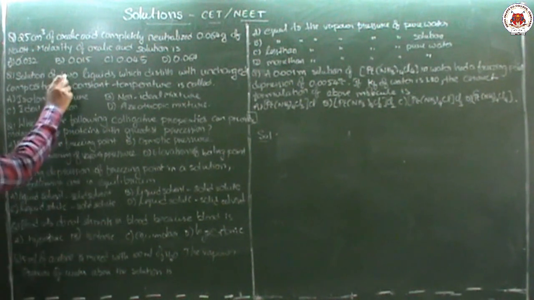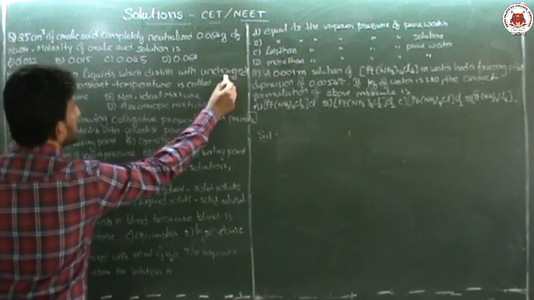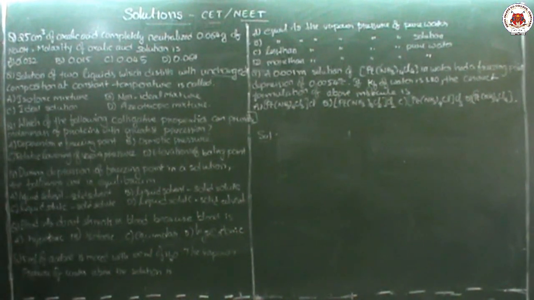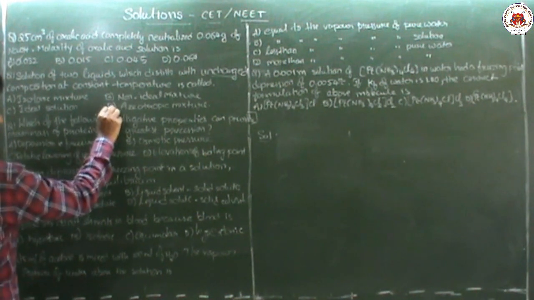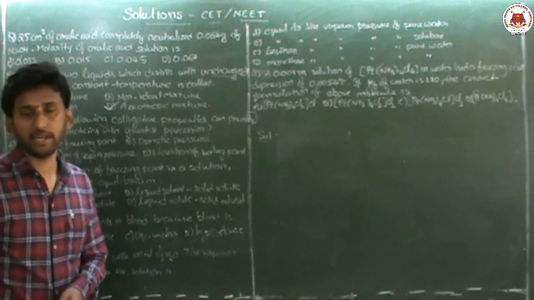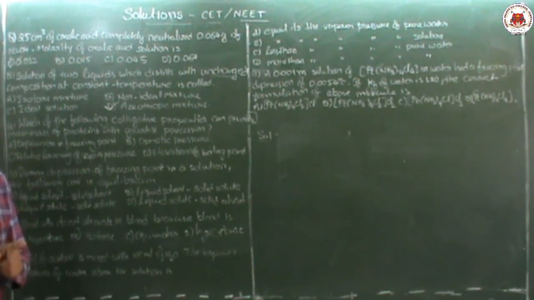So they are saying that two liquids will have unchanged composition at a constant temperature. So that is an example of which mixture? Azeotropic mixture. What are azeotropic mixtures? The mixtures that have the same proportion, the same composition, in the vapor phase and the liquid phase.